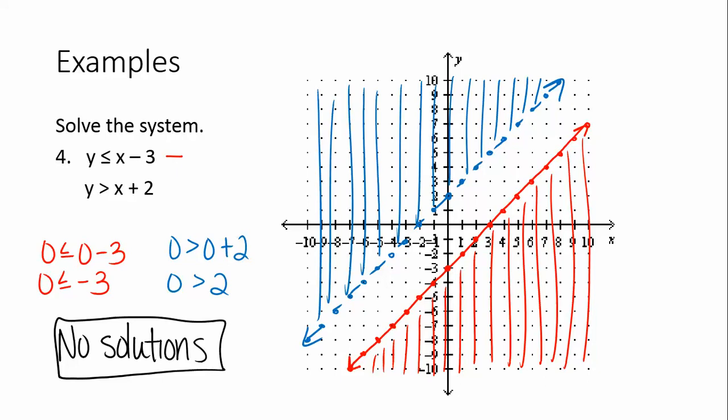Just because they're parallel doesn't mean that it's no solution. Had this symbol been flipped the other way, we would have shaded below the blue line, and then everything down here in this red section would have had red and blue in it. So just because they're parallel doesn't mean it's no solution. But it did mean that in this case because we shaded below the red line, above the blue line, and we had no shading overlap.